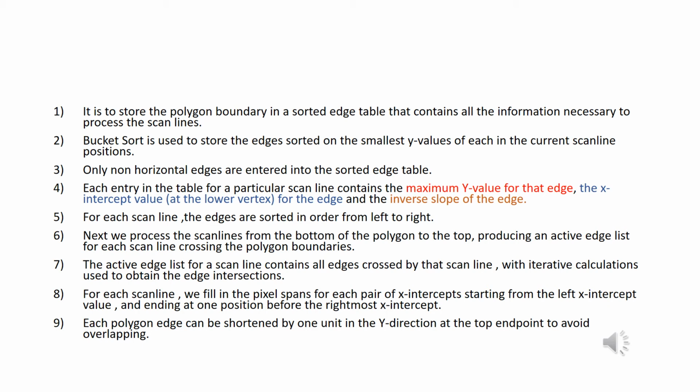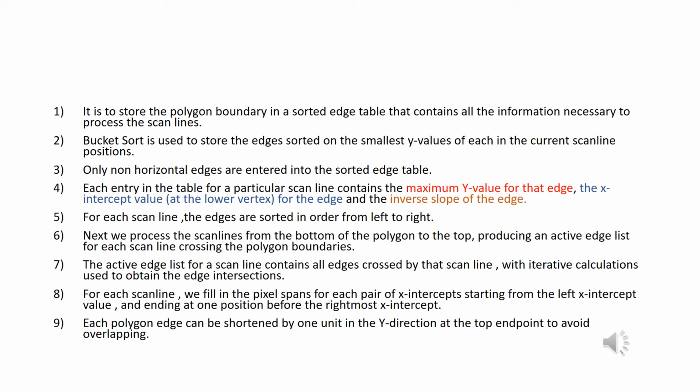Next, we process the scan line from the bottom of the polygon to the top. We are starting our processing from the bottom scan line to the top, producing an active edge list for each scan line crossing the polygon boundaries. That means for a particular scan line, which edges have to be considered? Those edges are a part of the active edge list. The active edge list for a scan line contains all edges crossed by that scan line, with iterative calculations used to obtain the edge intersections.